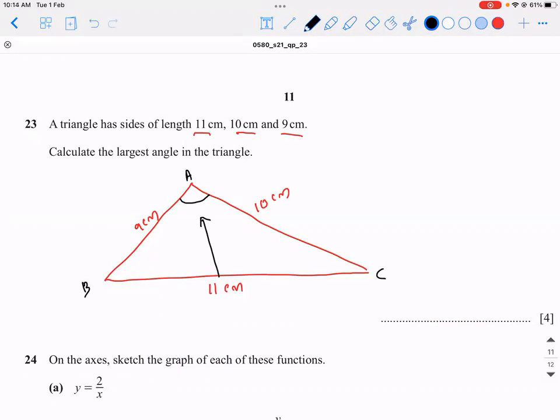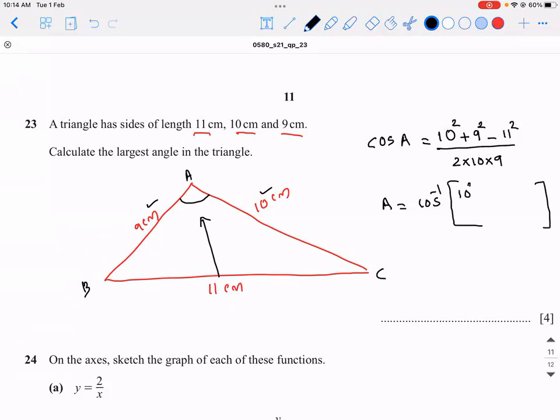You can use the cosine rule. According to the cosine rule, cos A must be equal to, the two nearby sides are 10 and 9, right? So 10 squared plus 9 squared, the opposite side is 11, minus 11 squared, upon 2 multiplied by the product of the two nearer sides of angle A, 10 multiplied by 9. Then A must be equal to cos inverse of this answer.